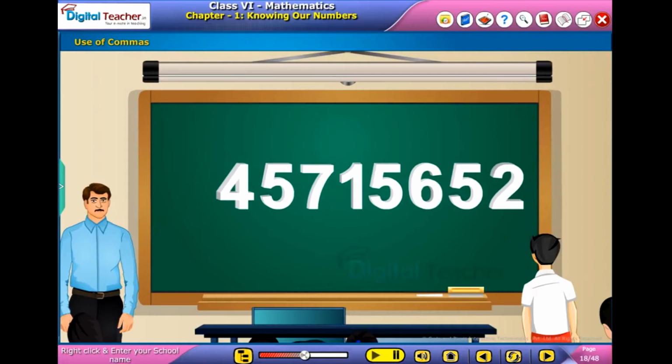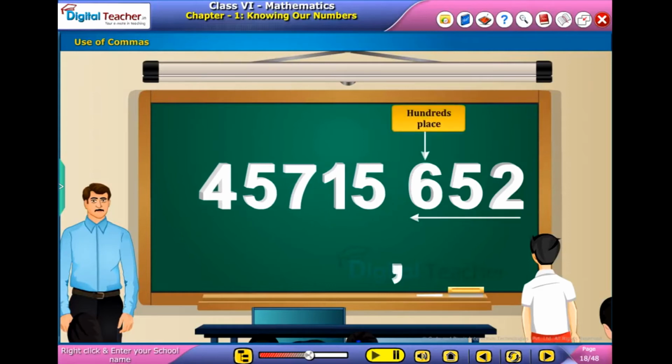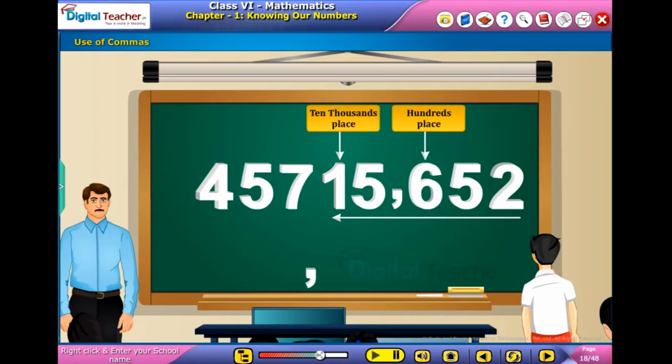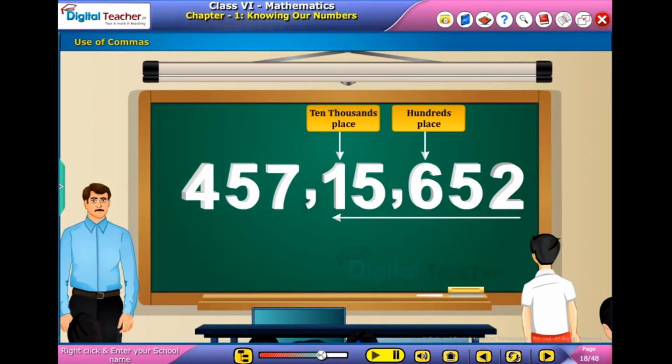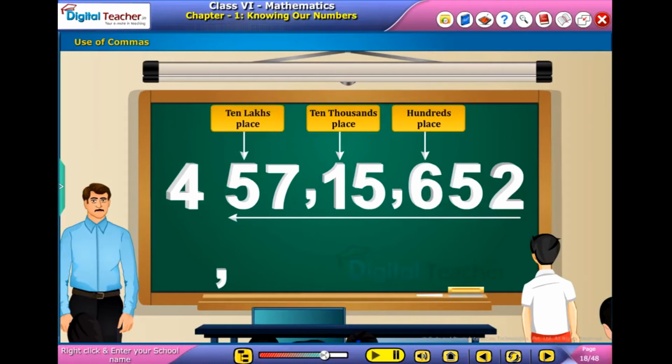See the number shown on the screen. Here, the first comma should come after hundreds place. That is, 3 digits from the right and marks thousands. The second comma comes 2 digits later. That is 5 digits from the right. It comes after 10,000's place and marks lakh. The third comma should come after 10 lakhs place and marks crore.